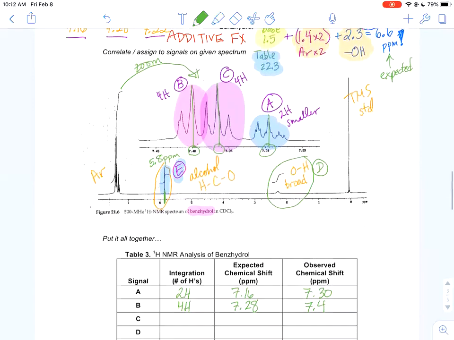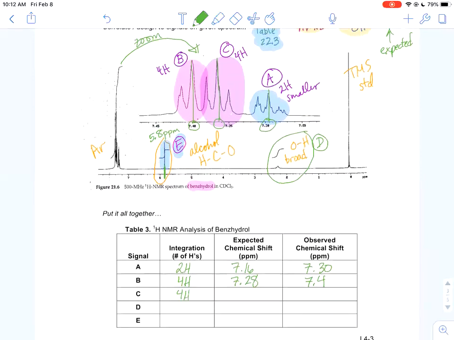Signal C, 4 hydrogens, we expected it at 7.22. It actually showed up at about 7.36 or so. I'll just call it 7.35 because it's a little easier to compare. So it's not the number, it's the relative order. You can see that B is the most deshielded of all.